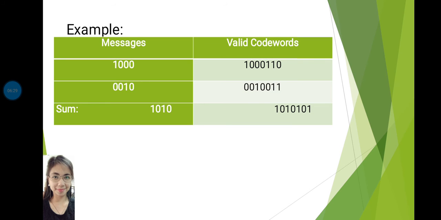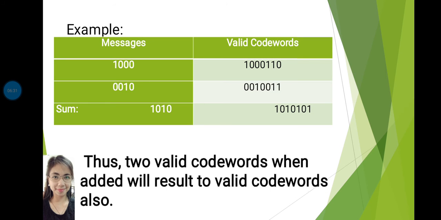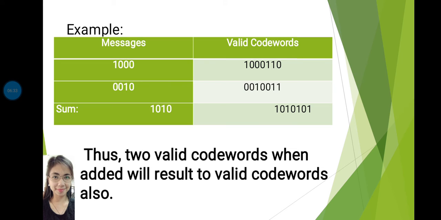So let's examine this example. Messages 10000010 and the sum is 1010, as well as the valid code words. Thus, 2 valid code words when added will result to valid code words also.